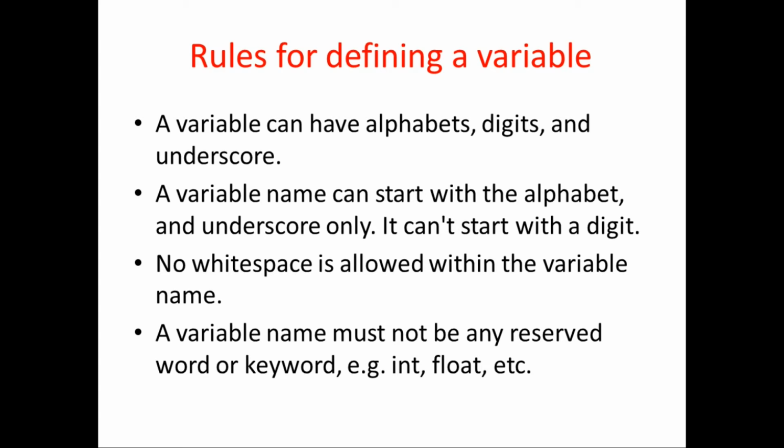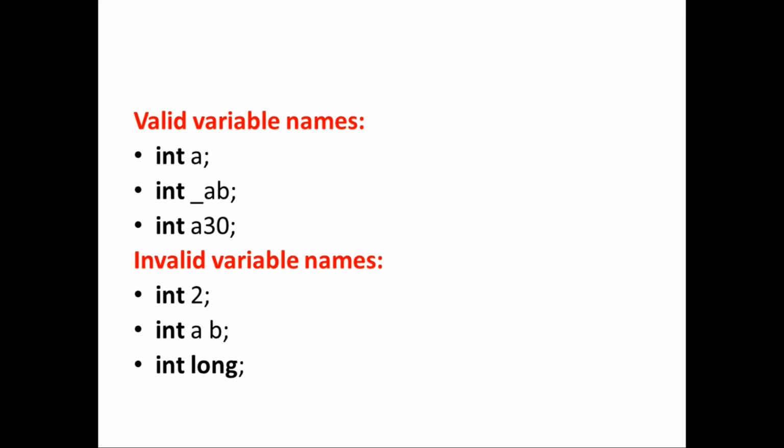The second rule is that a variable name should start only with an alphabet or underscore, but it should not start with a number. The third rule is that no white space is allowed in your variable name, that's why we use the underscore symbol. The fourth rule is that the variable should not be a keyword, like int, char, float. There are 32 keywords in the C programming language, and those reserved keywords should not be declared as a variable name. Here they have given some examples of valid and invalid variables.